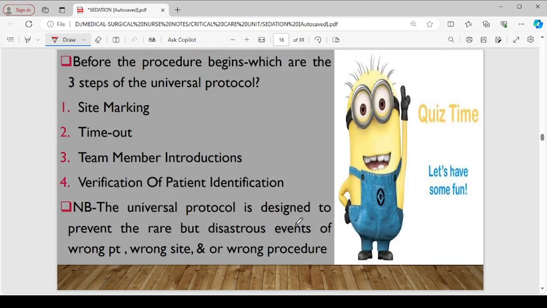Okay, great, guys. So before the procedure begins, we have three steps that have to be undertaken. Which are these three steps? Option A says site marking, B says timeout, C says team member introduction, and D says verification of patient identification. Remember, the universal protocol is designed to prevent rare but disastrous events of wrong patient, wrong site, and wrong procedure. So marking, that is correct. Timeout, that is correct. The verification of patient identification will help at least avoid the wrong patient. All right, okay, guys. So C is the one that is odd. All right, guys.